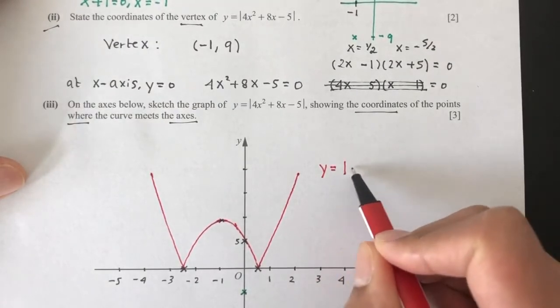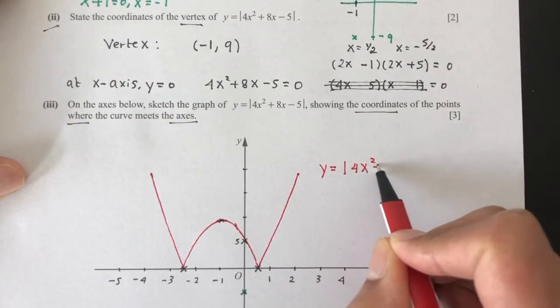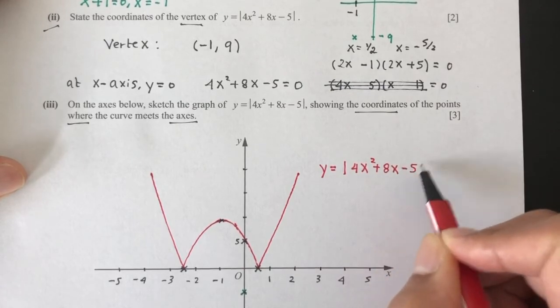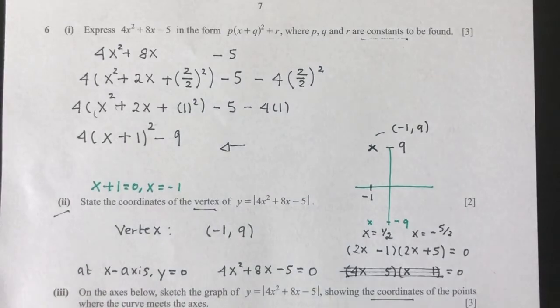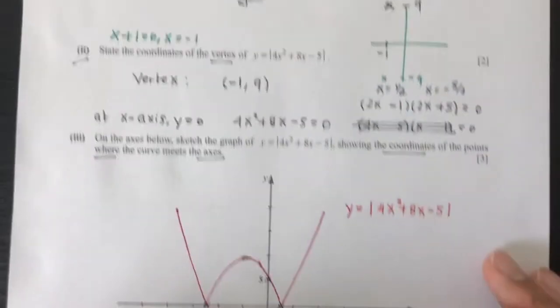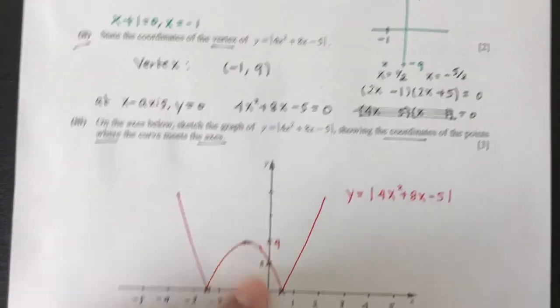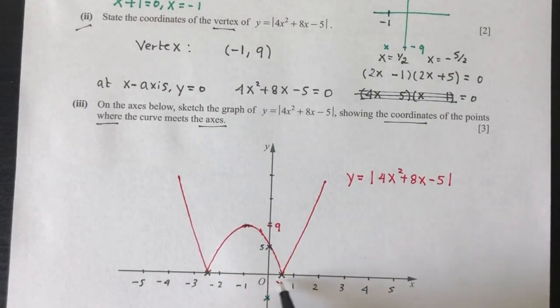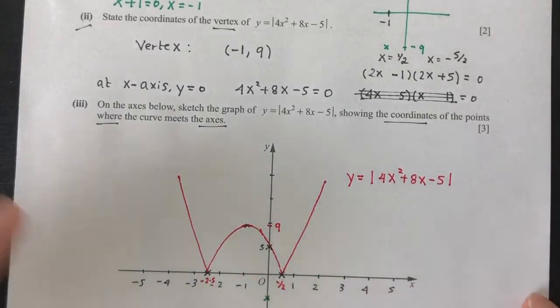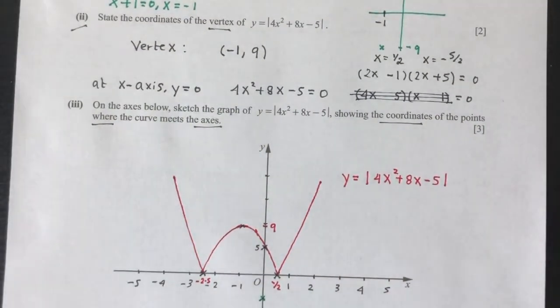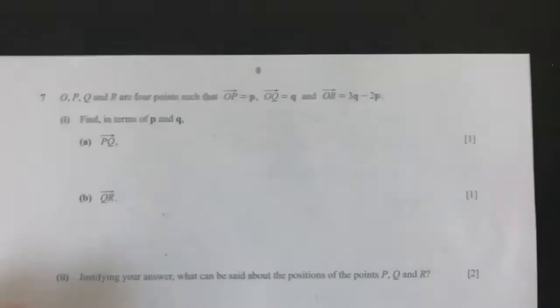So make sure to label the graph after you're done. -5, and that will be your answer for question number 6. So always label the points where it meets the axis. This is the point 9, this is half, and this is -2.5. So make sure you do that for your full marks. That will be your question number 6.